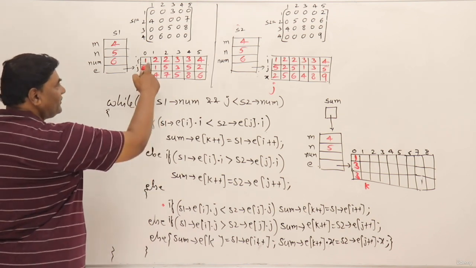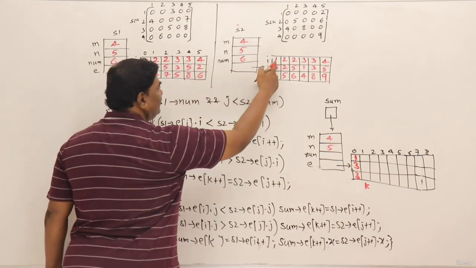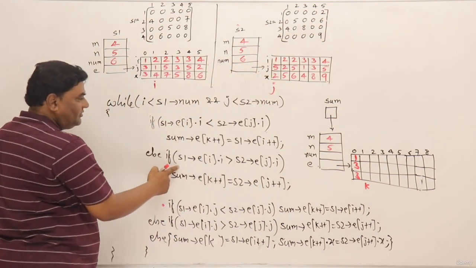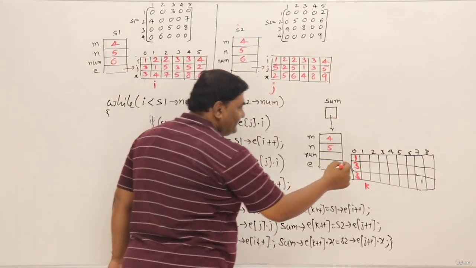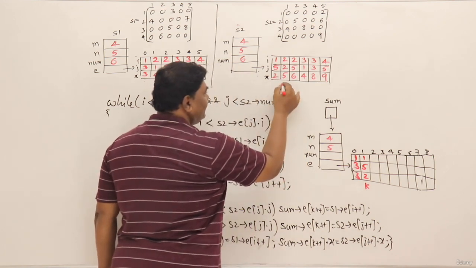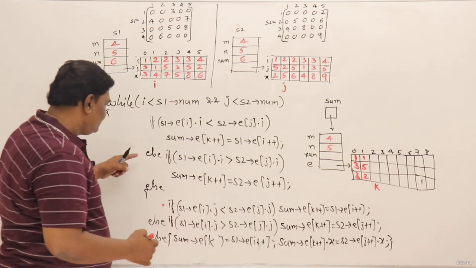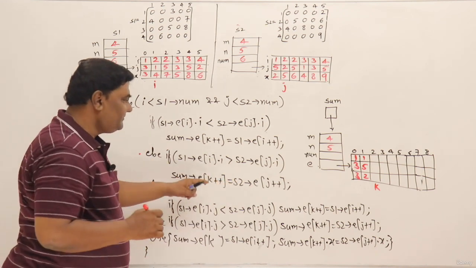Now in this case, row numbers are checked. This is 2, this is 1. So this is false, and this will be true. This row number is smaller. So 1, 5, 2 is copied. Then J is incremented and K is incremented. So this was true in this case, so the element from S2 is copied.